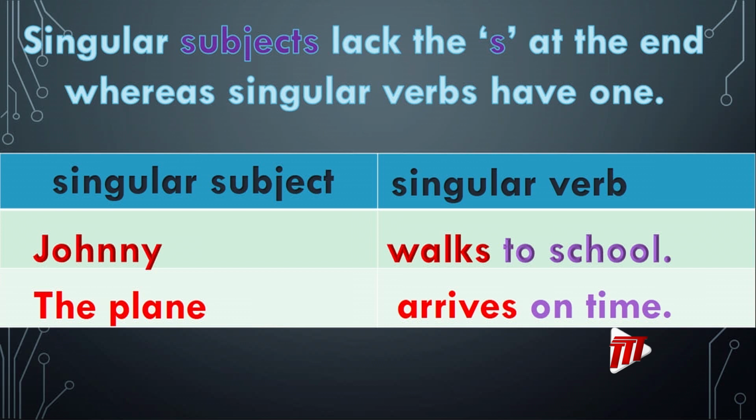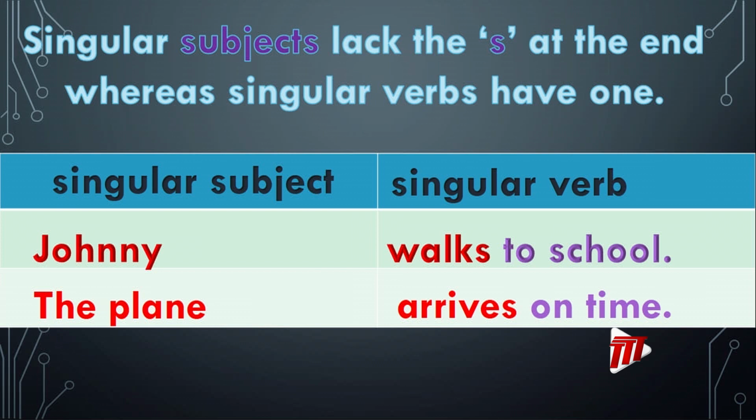So if you remember one of them, then it will also help you remember the others. If you remember a singular subject has no S, it can help you know it's the opposite with the verb, and it's the reverse when it comes to the plural. So singular subjects, no S. Singular verb has the S.